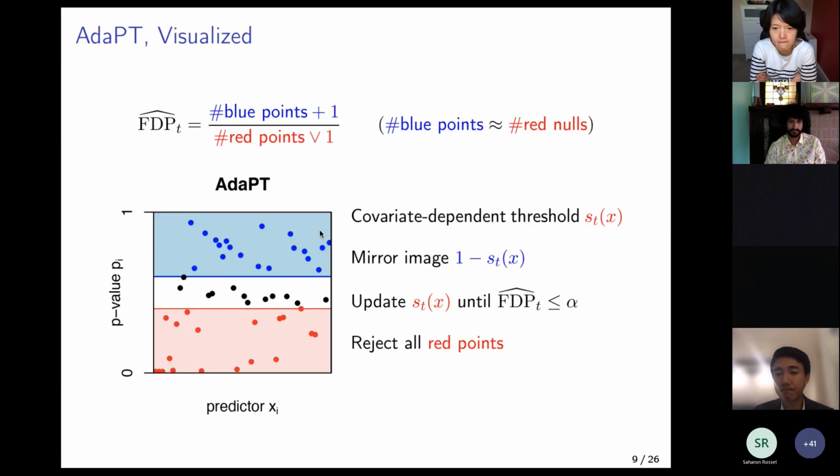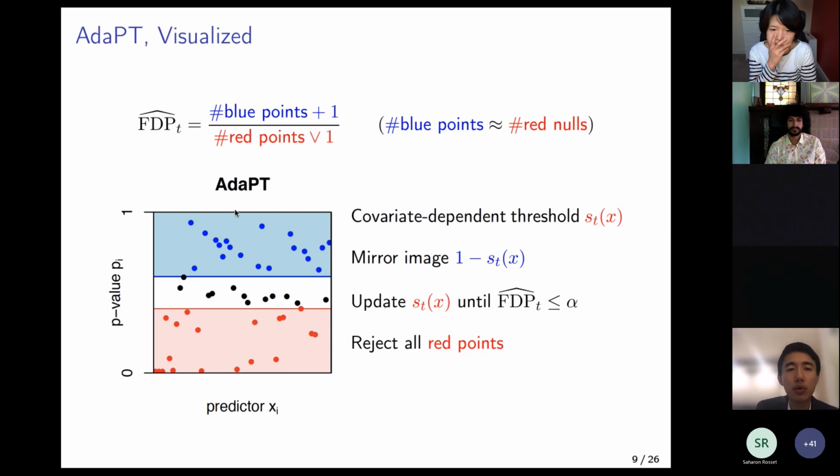So what is ADAPT? The first thing I'm going to show you is a visualization. Let's say here we have these p-values, and each dot here is a p-value. Just for illustration, let's say we have a one-dimensional predictor X, but in general, we can have any type. Here, ADAPT will start by defining a red region. Here, I use a rectangle, but it doesn't have to be. And then we will define its mirror image, which is 1 minus this red region.